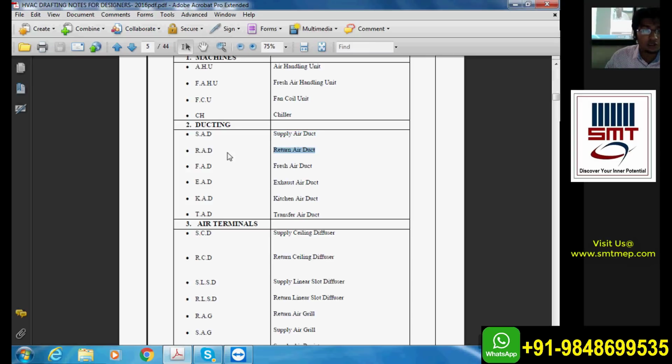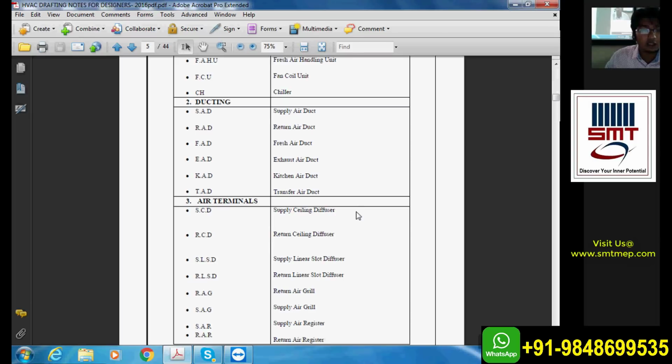Below that is going to be the return air duct. You can highlight that one again, RAD, and this is how you have to actually start creating the layers. Below that you have fresh air duct, then you have exhaust air, kitchen air, transfer air duct, and so on.